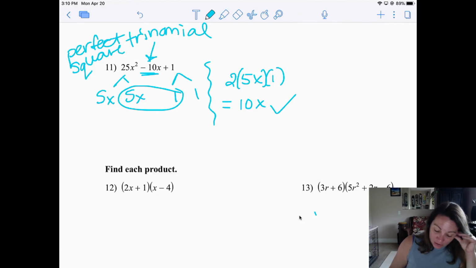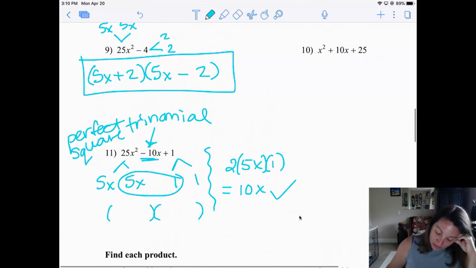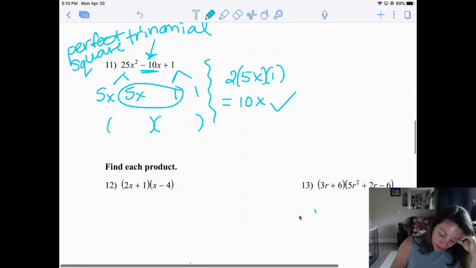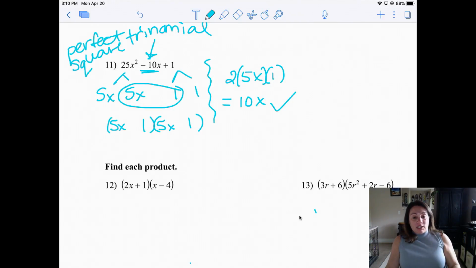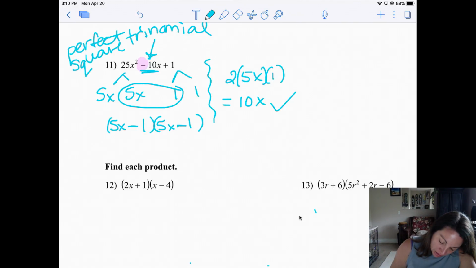And just like the difference of squares up above, we take the first term and we split it and put it in the front of the binomials. We take the last term, we split it, we put it at the back of the binomials. But what do I do about the signs? Well, the sign is whatever the sign of the middle term is right here. If it's negative in there, then it's negative down here. They're both negative. They're the same. I could alternately rewrite this as 5x minus 1 quantity squared. Either of these are the answers.